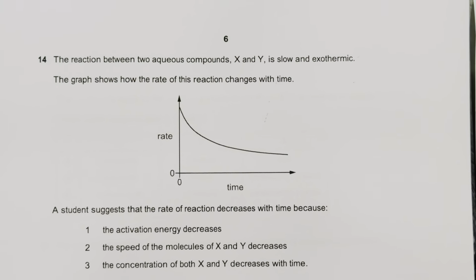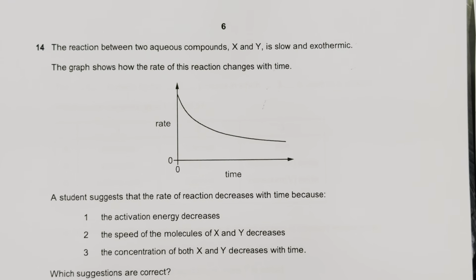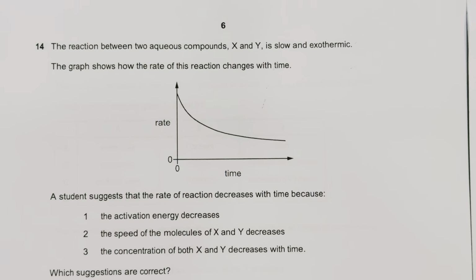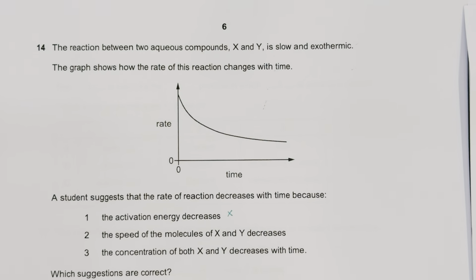Okay, question number 14 is that the reaction between aqueous compound X and Y is slow. The graph shows how the rate of this reaction changes with time. A student suggests that the rate of reaction decreases with time because the activation energy decreases. No, if the activation energy decreases, the rate of reaction would be rapid.